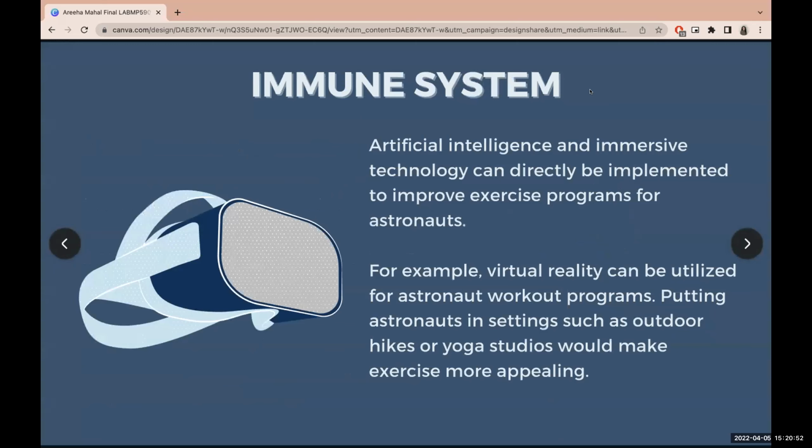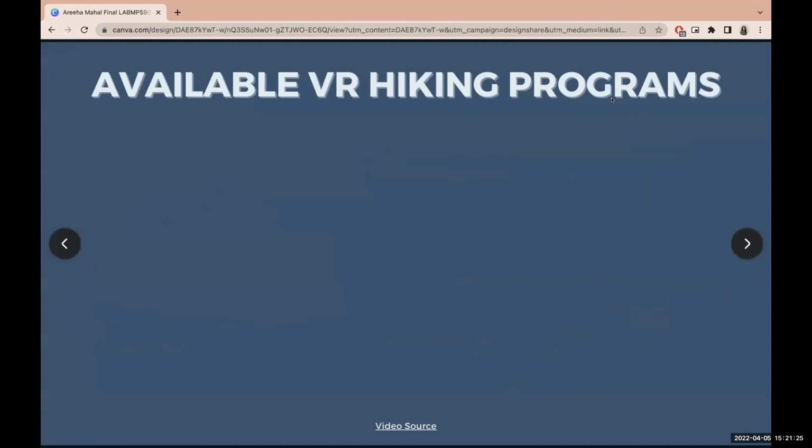When considering how AI and technology can play a factor in this, I think specifically we can draw our attention to immersive technology. This can directly be implemented to help improve exercise programs for astronauts. For example, virtual reality can be utilized for astronaut workout programs and might incentivize them to want to work out even more. Putting astronauts in settings such as outdoor hikes or yoga studios would make exercise much more appealing, especially if they're slightly isolated from Earth. And this might also help combat feelings of isolation.